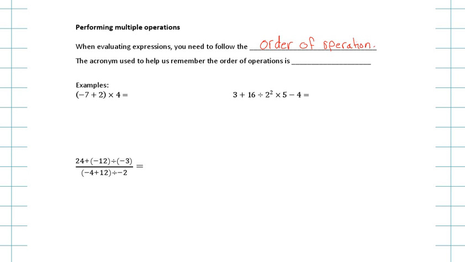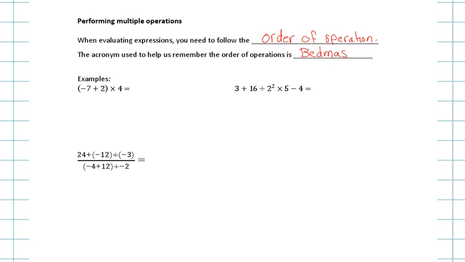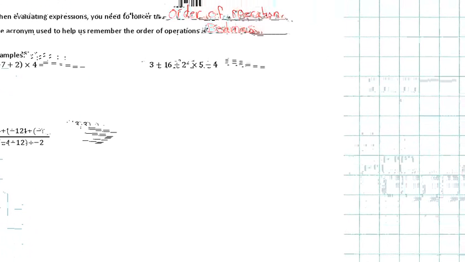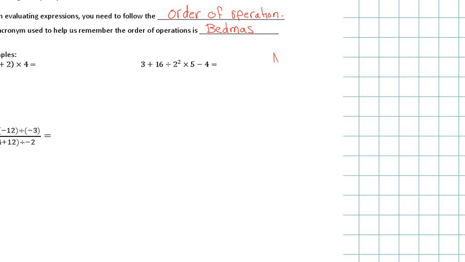The acronym that is used to help us remember the order of operation is BEDMAS, and I will explain what that stands for. So you always start with simplifying inside the brackets. No matter what, look at the brackets, look what's inside of them, and then simplify that first.